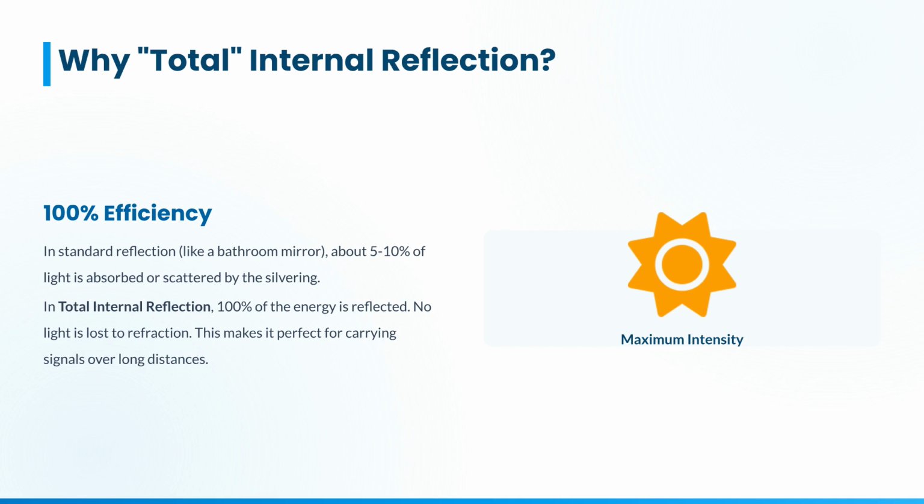Total internal reflection provides near 100% efficiency, unlike standard mirrors which lose some light to absorption. Because no energy is lost to refraction, it is the ideal principle for carrying signals over long distances.